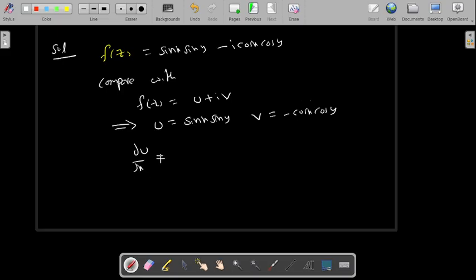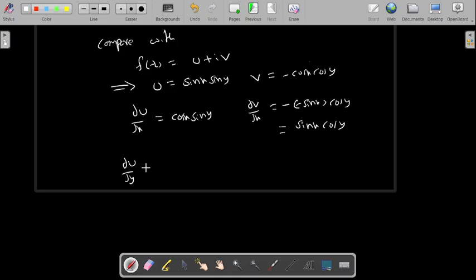∂u/∂x, partially with respect to x: sin x differentiation is cos x, sin y constant as it is. When you are doing partially with respect to x, y is constant, therefore sin y constant as it is, sin x differentiation cos x. ∂v/∂x: minus cos x differentiation is minus sin x, cos y constant with respect to x, so cos y as it is. This will be sin x cos y.